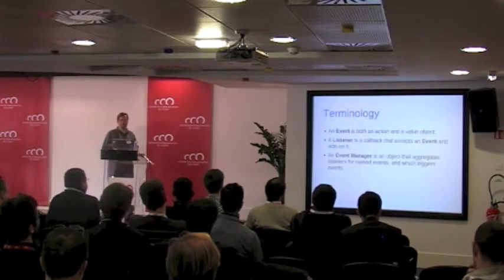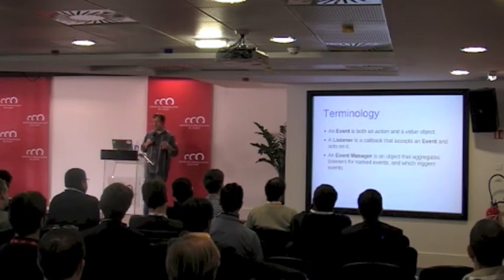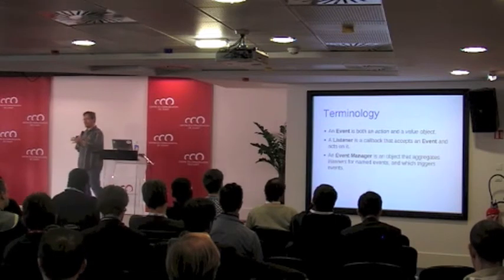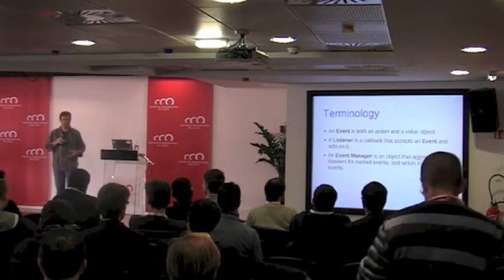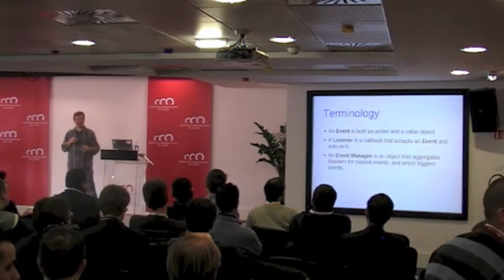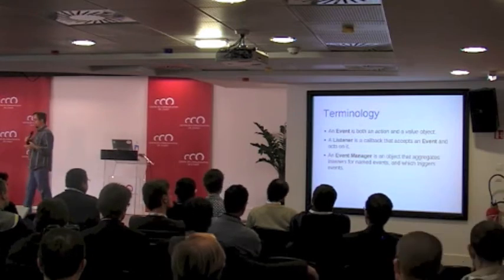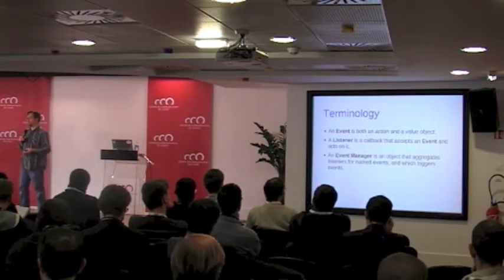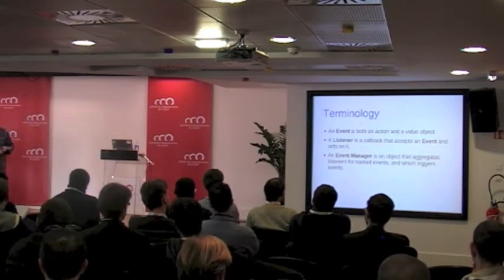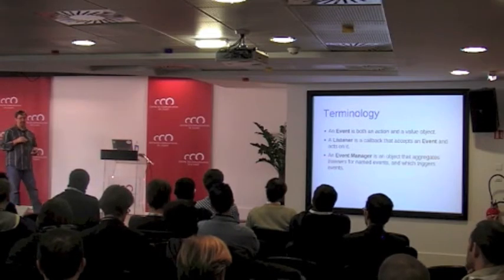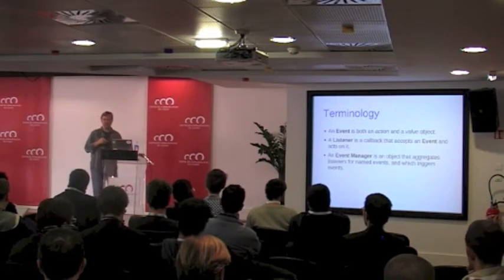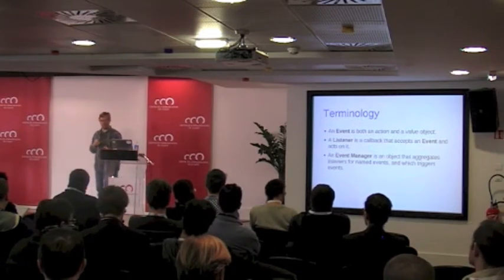So the terminology we use within Zend Framework 2 is that an event is a named action, but it's also a value object. We pass around an event object to every listener. The listener is a callback that accepts an event and acts on it. The listener can be any PHP callback. So that means you can use a static method, you can use a function, you can use an instance method if you want to, you can use an invocable class. Anything that can be evaluated as a PHP callable can be used as a listener.